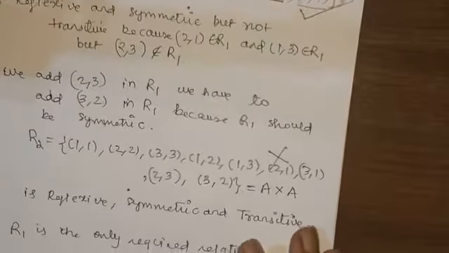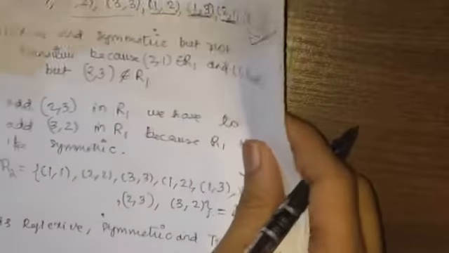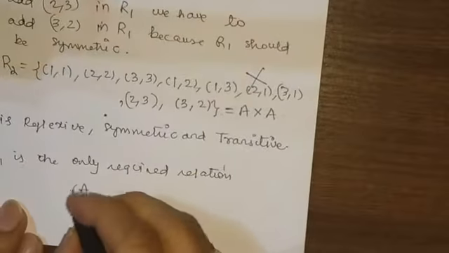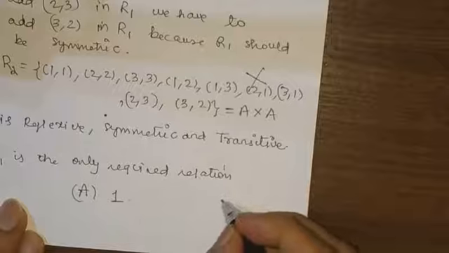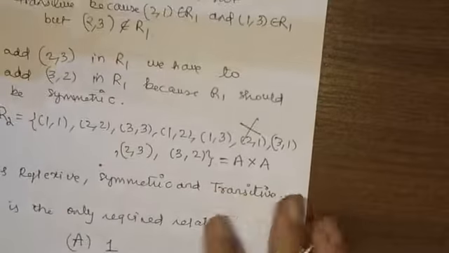So how many relations do you get satisfying the given condition? Only one, that is R1, right? So the option is the first, Option A, that is 1. So that was the 16th problem. Now let us go to the 17th one.